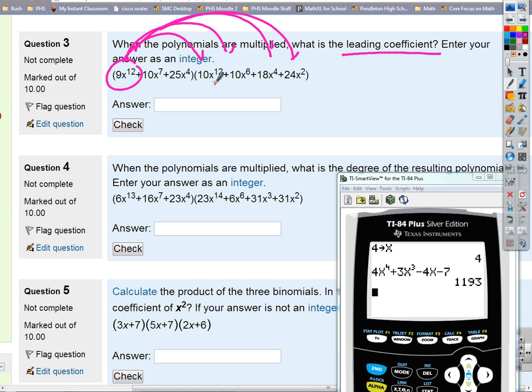Sure. And so the leading term is just going to come when I distribute the biggest power of x in the first polynomial to the biggest power of x in the second. So I'm going to get 9x to the 12th times 10x to the 12th. Okay? So I get 90, and then if I multiply like bases, what do I do to the powers? Add the exponents. So I'm going to get 90x to the 24th. In this case, they just want the leading coefficient, which would be 90.